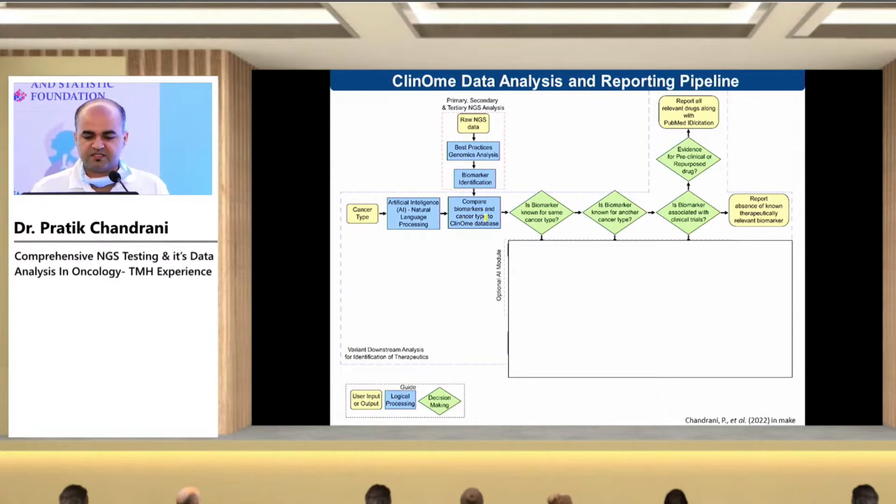So after identifying that proper cancer type, we ask whether the biomarker is already known for the same cancer type, whether the biomarker is known for any other cancer type for off-label utilization, and whether the biomarker is part of any ongoing clinical trial.